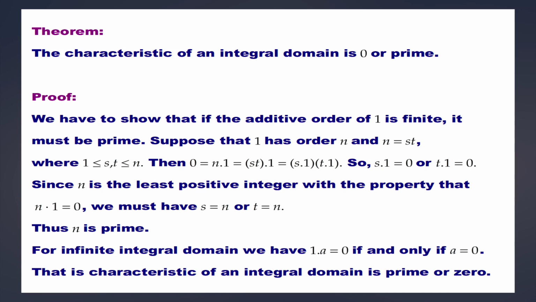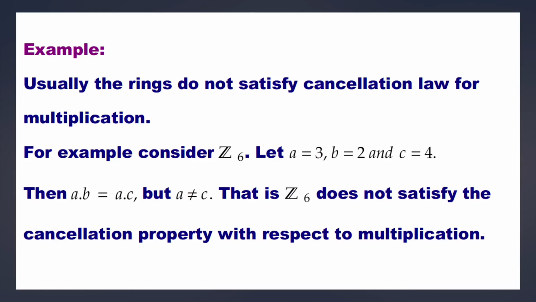For an infinite integral domain, we have n times a equals 0 if and only if a equals 0. That is, the characteristic of an integral domain is prime or 0. What makes integral domains particularly appealing? They have an important multiplicative group theoretic property, that is, the cancellation property. Usually, rings do not possess the cancellation property for multiplication. It is clear from the following example.